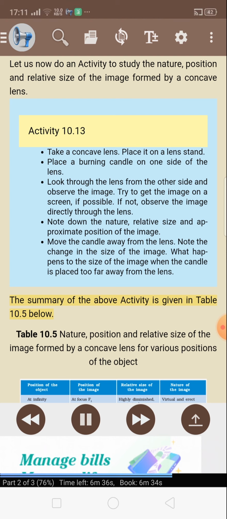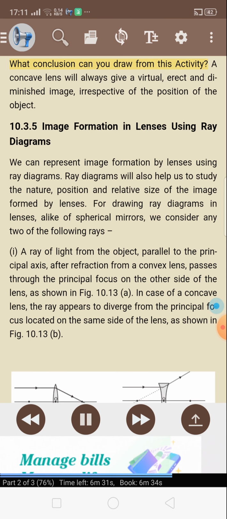The summary of the above activity is given in Table 10.5 below. Table 10.5: Nature, position, and relative size of the image formed by a concave lens for various positions of the object. What conclusion can you draw from this activity? A concave lens will always give a virtual, erect, and diminished image, irrespective of the position of the object.